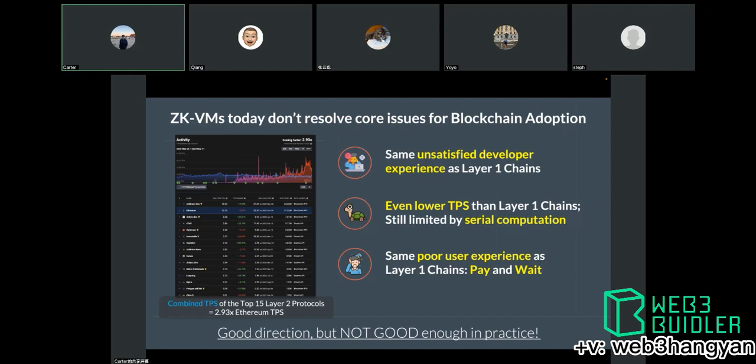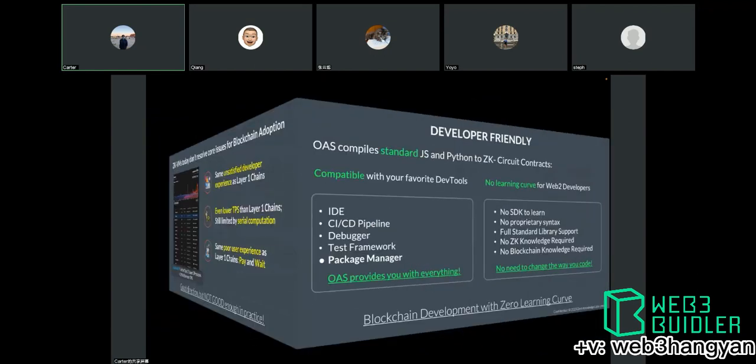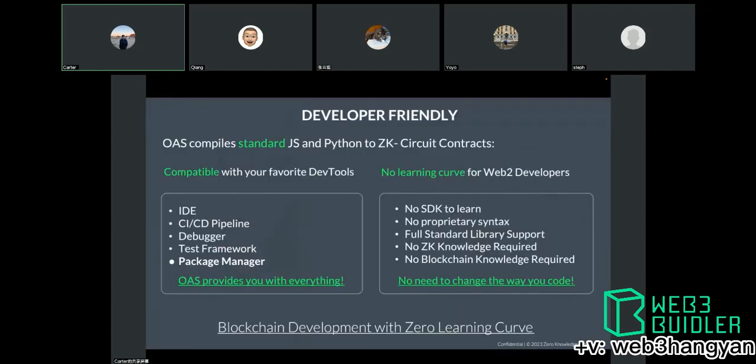So we need a better solution than these standard ZK VMs, because the circuits run in serial and are massive. They need to be run on a server because you really need a lot of resources when you have these very, very large circuits. So we compile standard JS and Python, as I mentioned, to zero-knowledge circuits. Because of that, we have standard compatibility with any tools that support vanilla ES6 JavaScript, for example. At the same time, we want to offer a no-learning-curve experience for Web2 developers, so they don't have to learn anything new in order to develop.